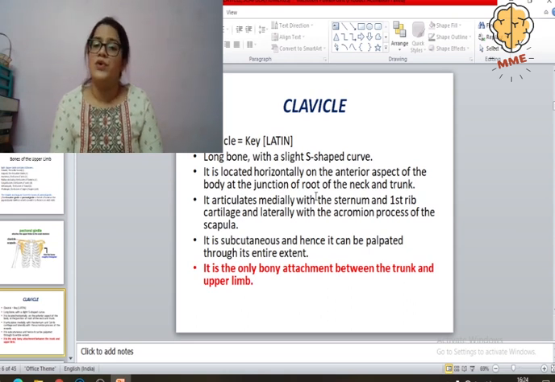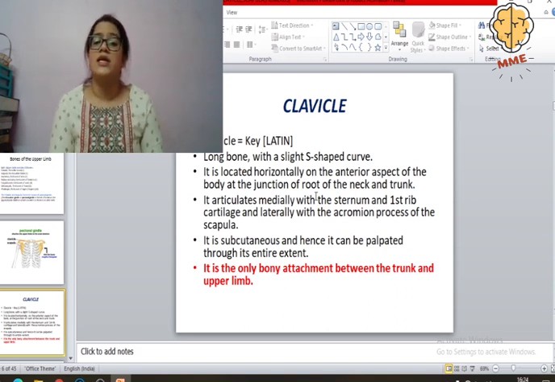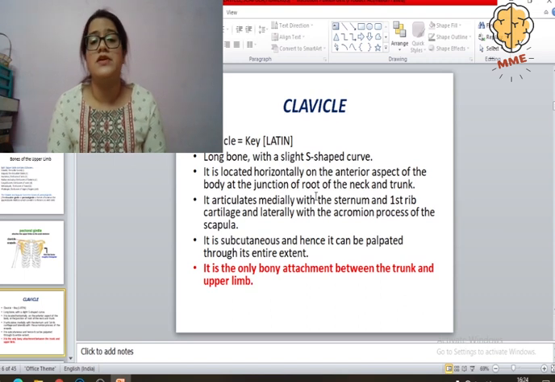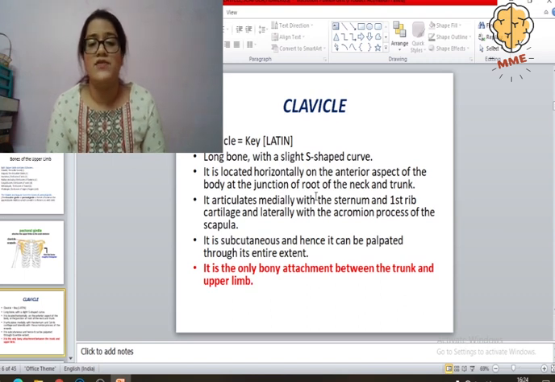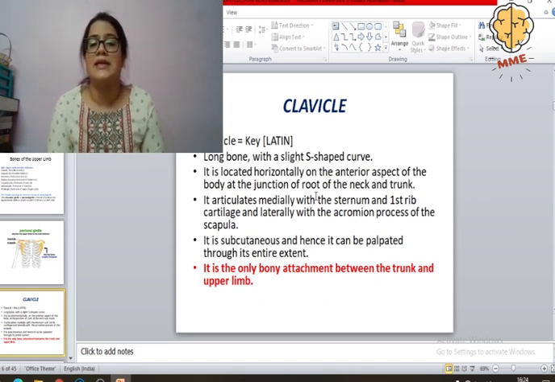So it is a long bone. It has a slightly S-shaped curve. It is located horizontally on the anterior aspect of the body at the junction of the root of the neck and the trunk. It is located over here. So at the junction of the root of the neck and the trunk. It articulates medially with the sternum and the first rib cartilage, and laterally with the acromion process of the scapula. It is subcutaneous and hence it can be palpated throughout its entire extent.